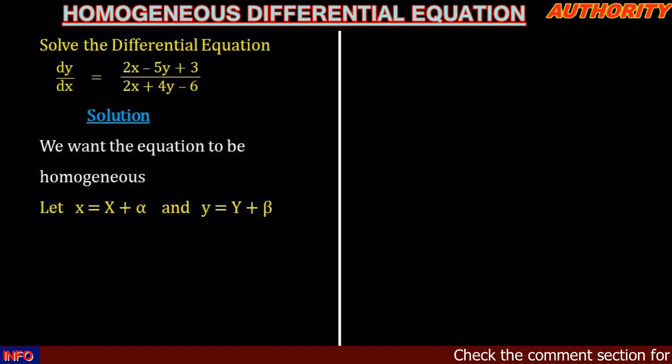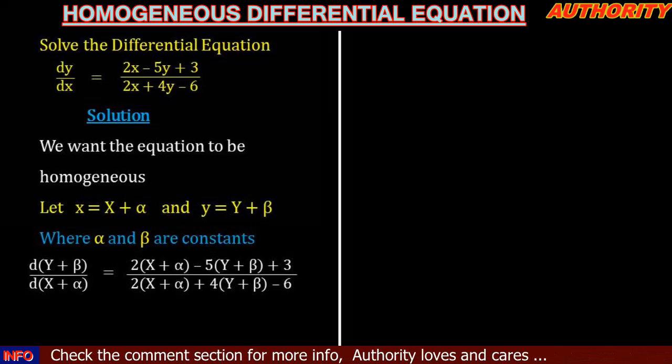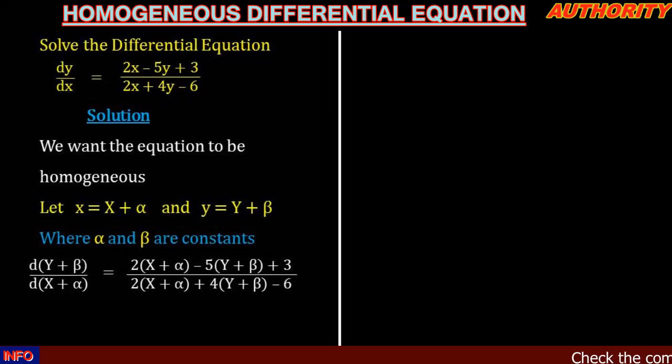So anywhere we see the letter x and the letter y, we replace them with these values. That means in place of dy, we have d(Y plus beta) over d(X plus alpha) equal to [2(X plus alpha) minus 5(Y plus beta) plus 3] all over [2(X plus alpha) plus 4(Y plus beta) minus 6]. So we just substituted for the values of x and y.